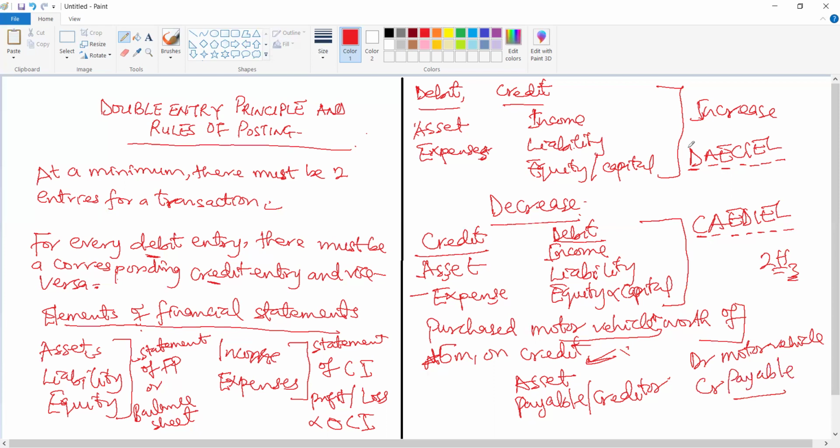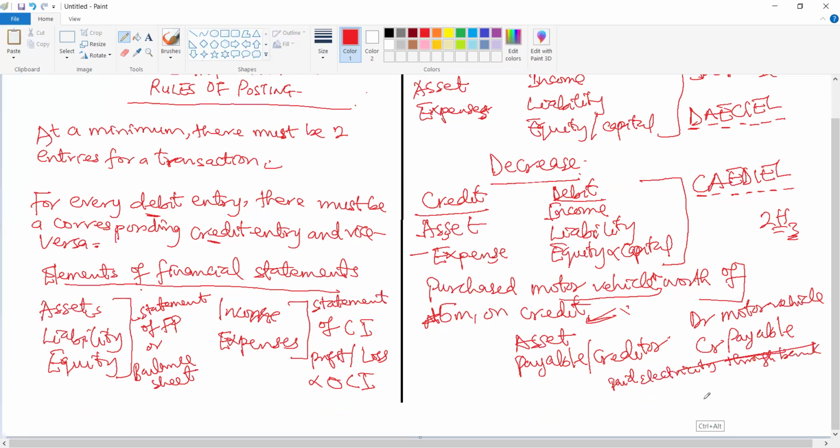Let us also use another example here. Assume I paid for electricity through bank. So my bank will be reducing, isn't it? So if my bank is reducing, what am I going to have here?